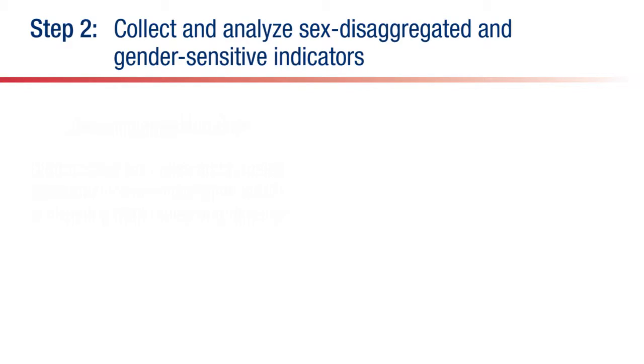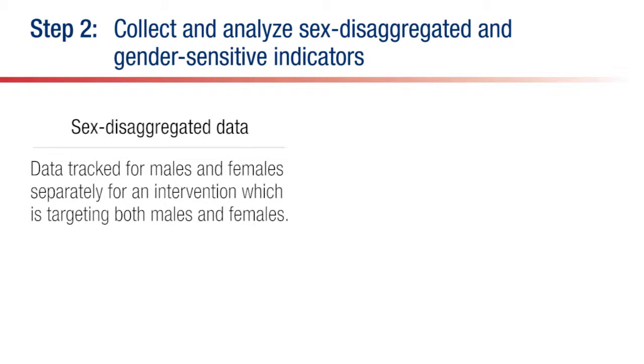The second step in our approach is to collect and analyze sex-aggregated data and gender-sensitive indicators. These are different. Sex-aggregated data are data that is collected and presented separately for both males and females. It allows teams to identify quantifiable differences for men, women, boys, and girls. For example, nutrition status, education outcomes, or retention in care for both males and females.